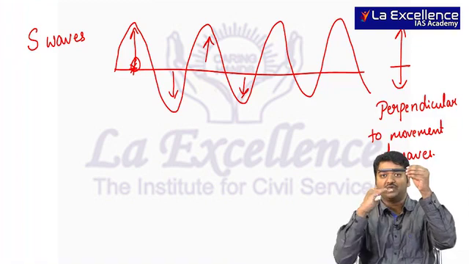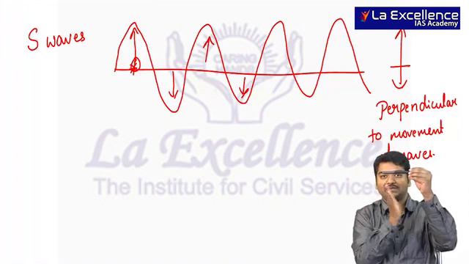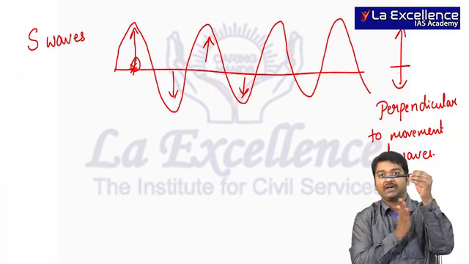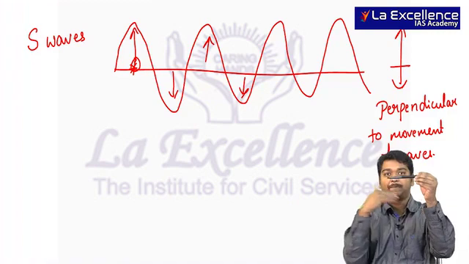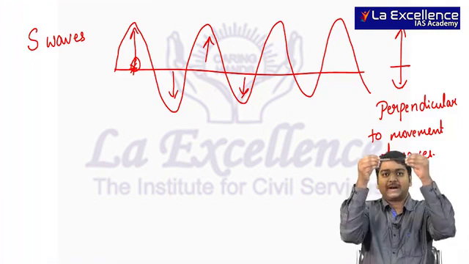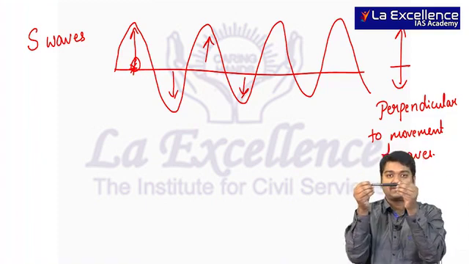S waves were moving like this. If S waves move like this, how will the particle move? Like this, because it is coming like this. I told you, perpendicular, it will be like this. P waves were pushing the particles like this. S waves were pushing the particles like this.